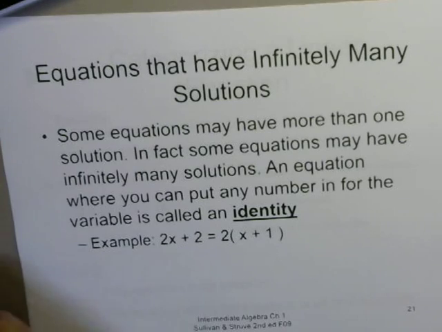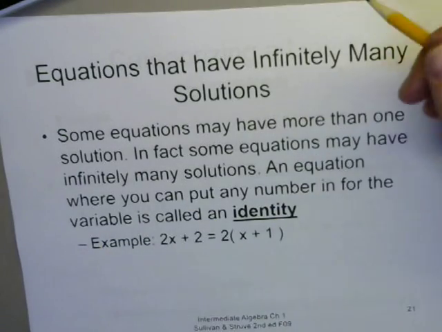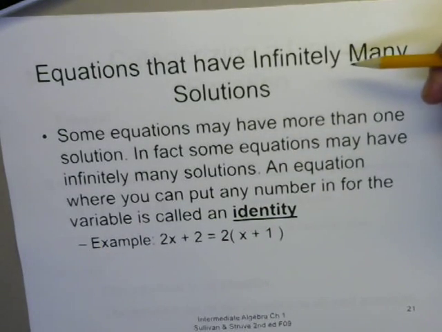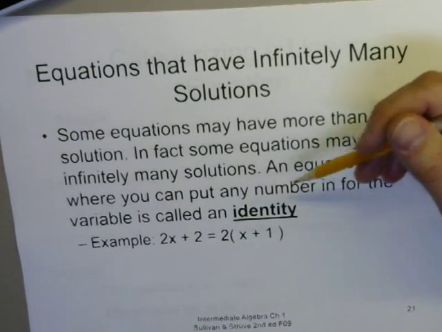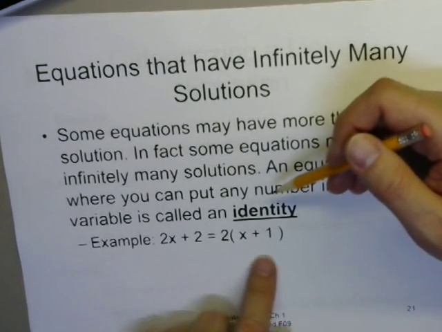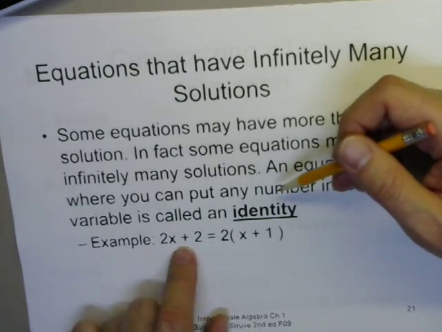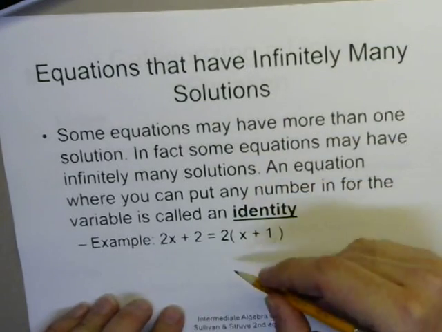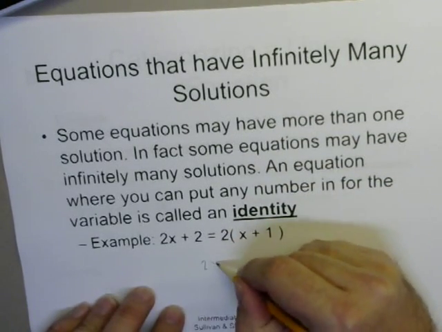Now, we might also have situations where equations will have infinitely many solutions, or all real numbers as solutions, and those are called identities. So here's another example. And again, it's maybe not immediately apparent that this has infinitely many solutions.